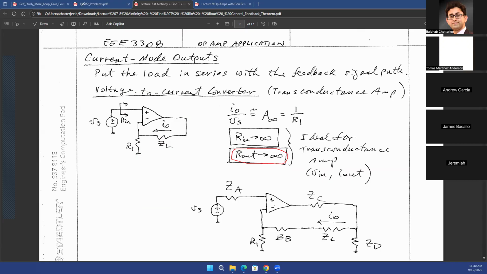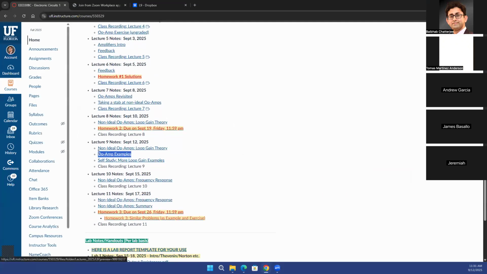And in the next lecture, I'll also start with the frequency response of the op amp. If you look at your Canvas page, there are certain examples provided. So look at these op amp examples and self-study the more loop gain examples. Just go through some of these examples. They follow the same concepts that we just studied in the last 2 lectures. So go through these loop gain examples. It will make your concepts much clearer. In the next lecture, I'll look at that Rout first, and then we'll start with the frequency response of non-ideal op amps.